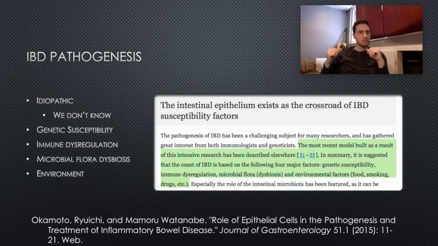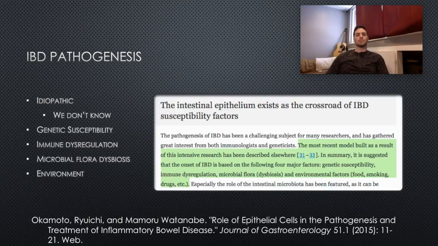And I've taken a screenshot of one of the most recent reviews on this from back in 2015. They wrote a review about the causes of inflammatory bowel disease. And there were four main things that they talked about contributing to inflammatory bowel disease. And the first one is genetic susceptibility.